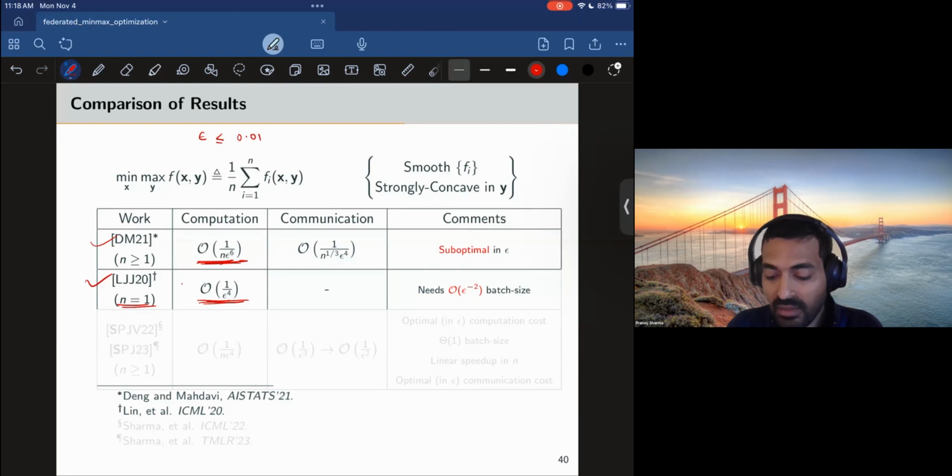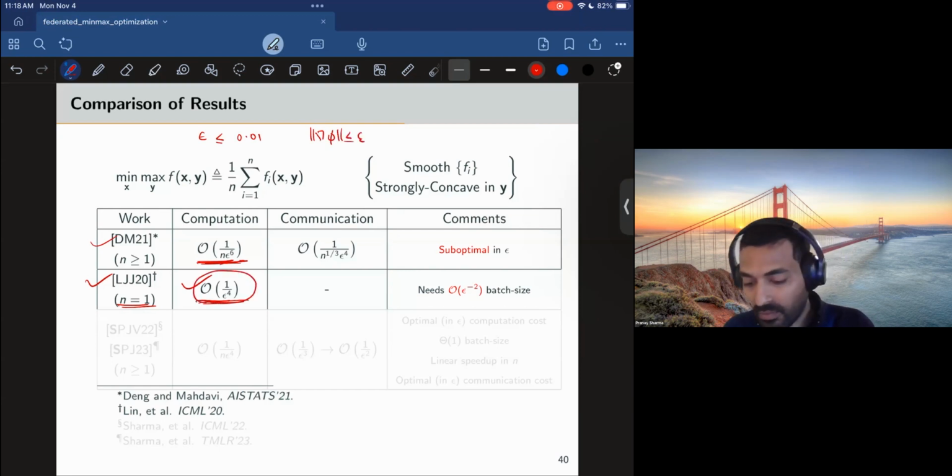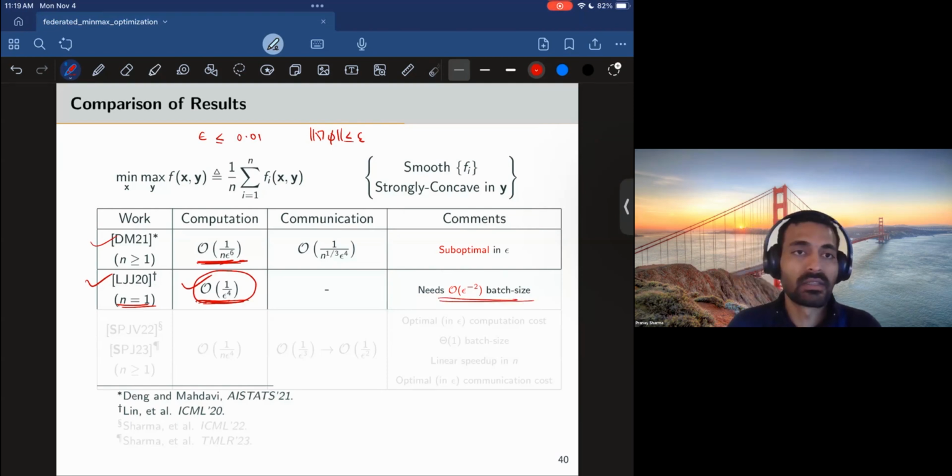And it turns out this result is actually optimal. You cannot do better than this. If you want to make sure that your gradient is smaller than epsilon, this complexity is the best you can achieve. However, the problem was that this algorithm required a very large batch size. If you have done neural network training, you would see that in a lot of applications, using a very large batch size is undesirable. It doesn't give you very good performance in a lot of cases. So this is a very restrictive assumption.